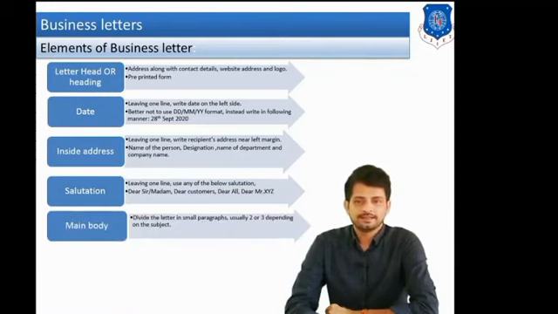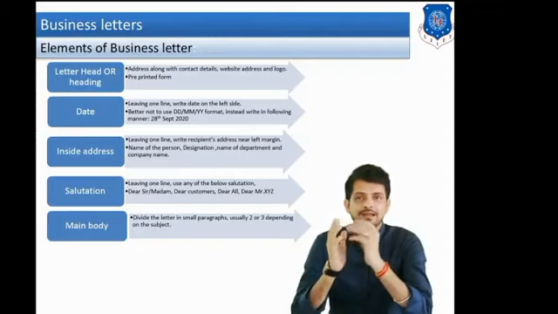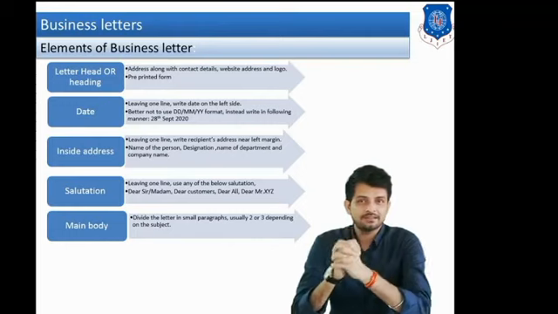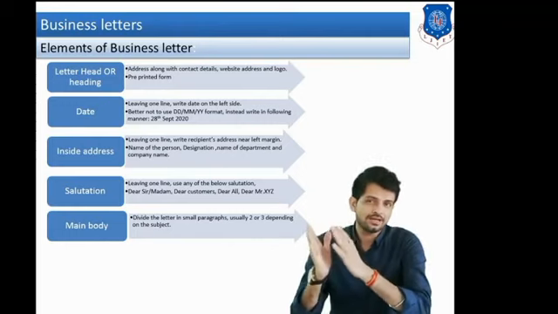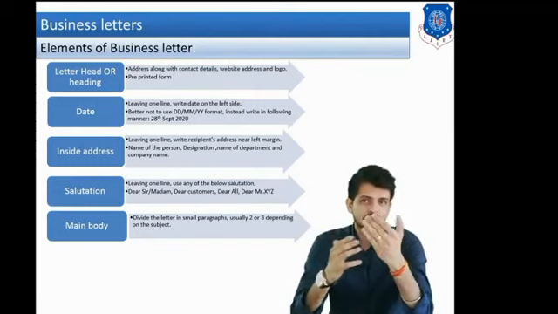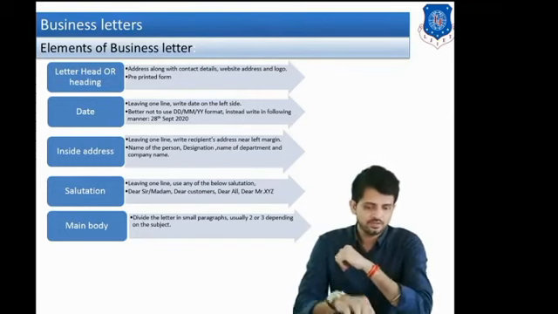Okay, then comes the main body. The main body consists of the main letter, the main message that we want to convey. While we are writing the main body, make sure that you are writing it in different paragraphs. A 2 to 3 or 3 to 4 line paragraph should be there. Okay.